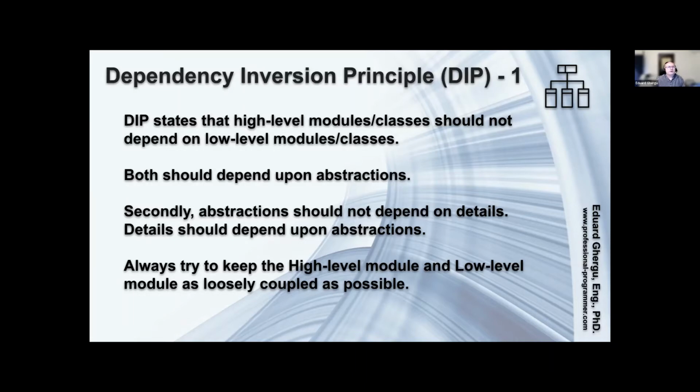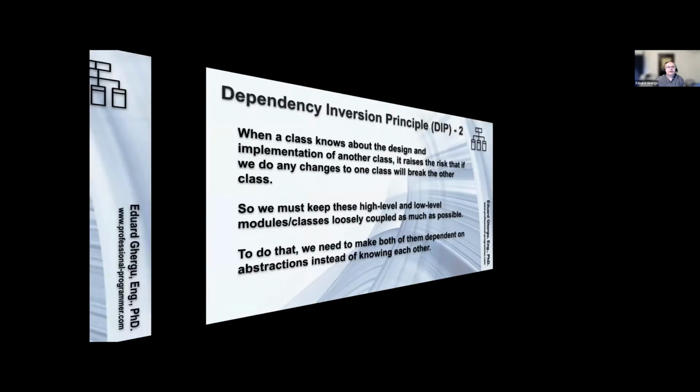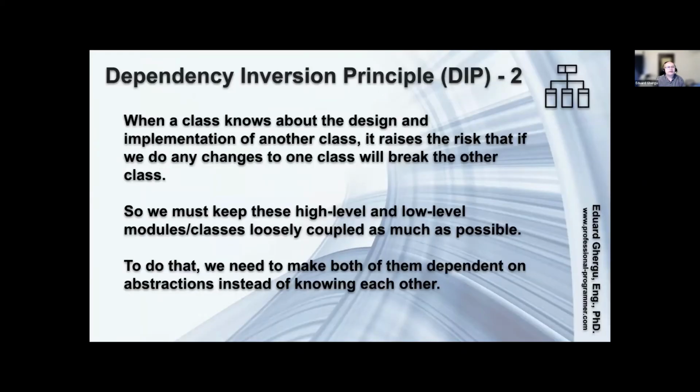So the conclusion here is that instead of depending on specific classes, on specific things, we should try to find ways to decouple. And this decoupling can be done by using abstractions instead of specific implementations.